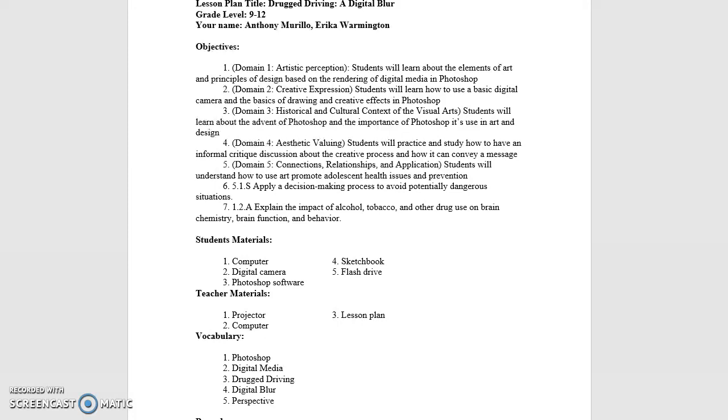And Domain 5, Connections, Relationships, and Applications. The students will understand how to use art to promote adolescent health issues and the prevention of the risks of drug driving.